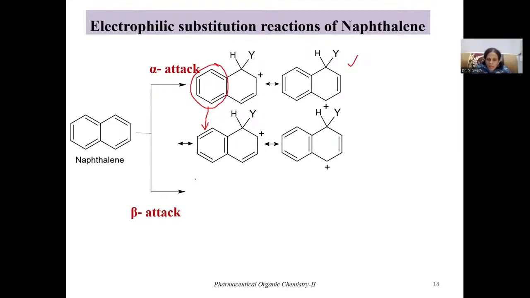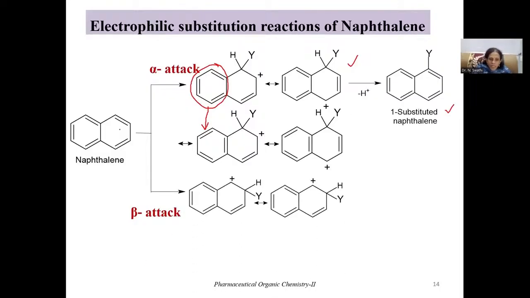Now, as soon as the carbocation is formed, in the third step deprotonation occurs. Immediately we get the corresponding substituted product, and that is how we get a substituted naphthalene. And on similar lines, if you consider beta attack, upon beta attack, this is the beta position. So we are now considering this position. This is the beta position. When the electrophile attacks at the beta position, it will utilize this particular double bond only.